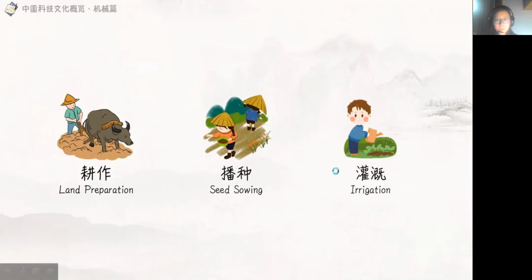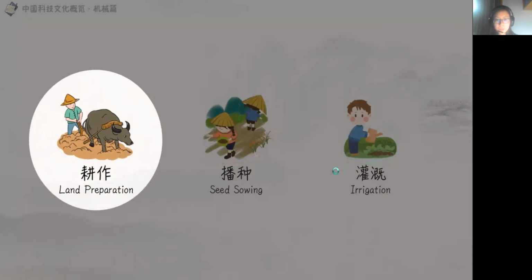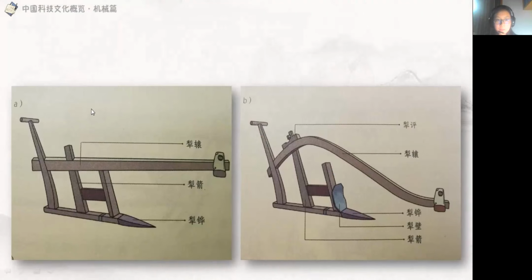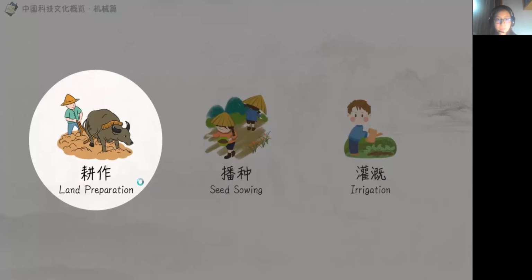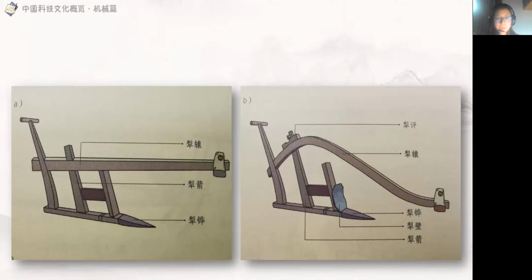Okay. Let's first focus on land preparation. Just now you saw two things related to land preparation. Here is one of the simplest machines, or say tools, for land preparation in very ancient times.